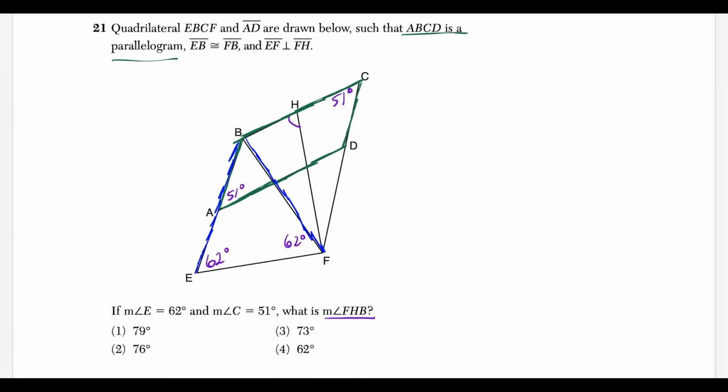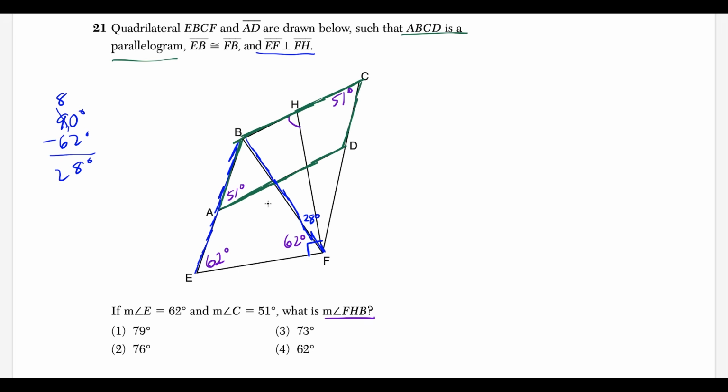We're also told here, there's a lot going on in this question, but we're told EF is perpendicular to FH. So if EF is perpendicular to this, then this angle here is 90 degrees. So if this piece is 62, we could subtract 62 degrees from 90 degrees to find the missing piece. And if we do the subtraction here, that tells us this little angle here is going to be 28 degrees, angle BFH. So now this is starting to unravel a little bit.